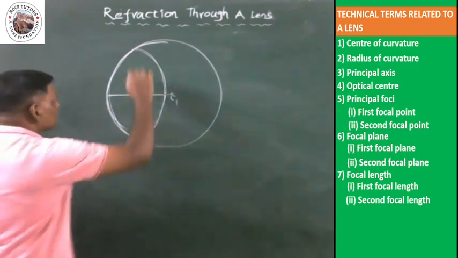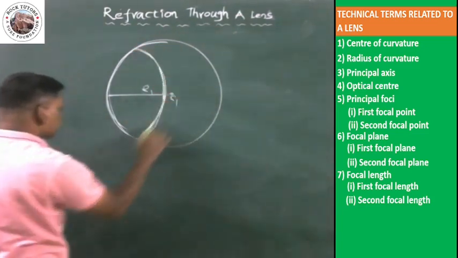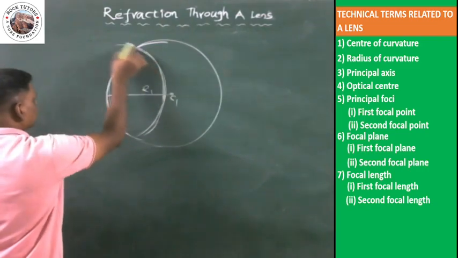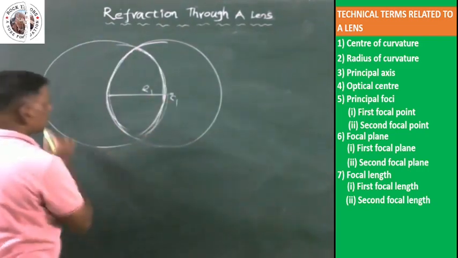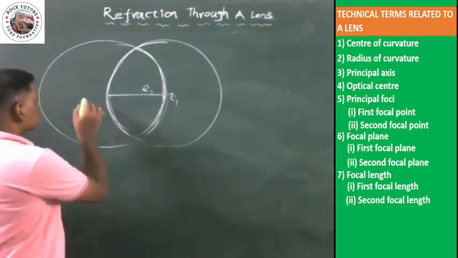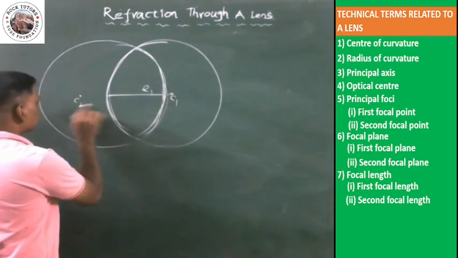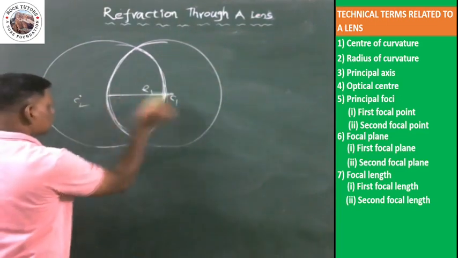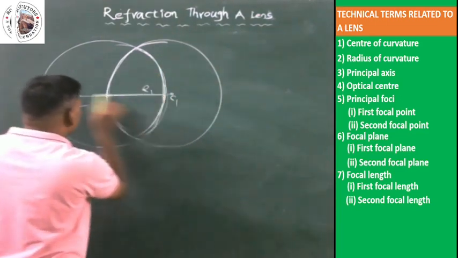Here also, this curve is part of a sphere, and this sphere also has a center C2 and a radius, and this is R2.